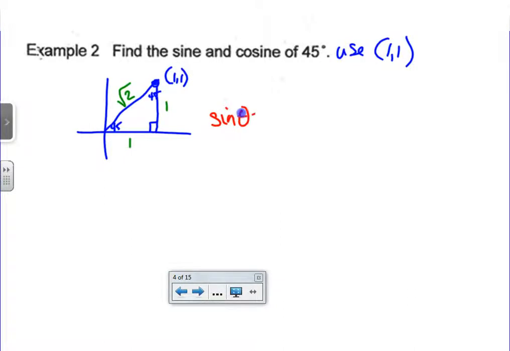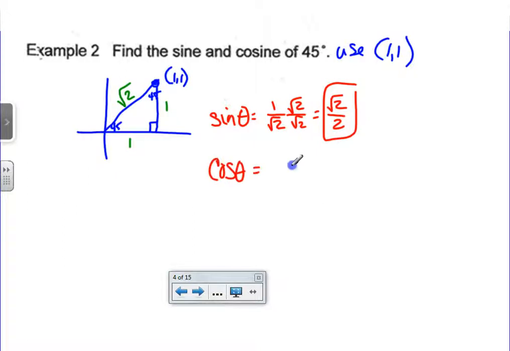So sine of theta would be opposite over the hypotenuse, or y over r. So again, you're going to have to rationalize the denominator, and you end up with the square root of 2 over 2. And then if we look at cosine of theta, it would be the x over the r, or adjacent over hypotenuse, and oddly enough, it ends up being the same value.